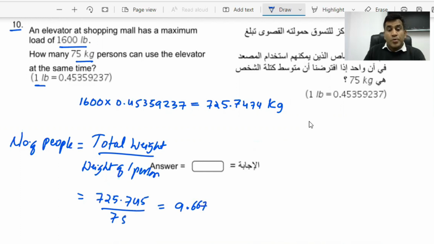9.6766 something. So we can't say the number of people is a decimal, and you can't even round it to the nearest integer. Whenever it comes to counting people or things, you always have to round down to the lowest integer. So 9.66, we can say as 9 people. It can hold a maximum of 9 people. So I can't round it to 10, because it means the weight is exceeded. So I have to always round to the lower integer whenever we talk about things or people in terms of count. So we go with a maximum of 9 people. So this is the answer.